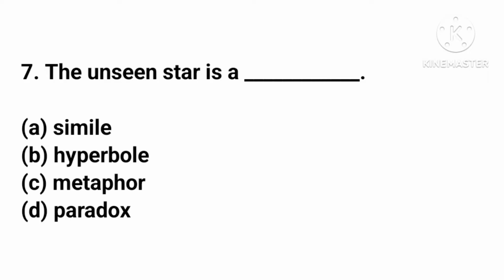The unseen star is a dash. Option A, simile. Option B, hyperbole. Option C, metaphor. Or option D, paradox. Great! The unseen star is a metaphor. It is a metaphor for a guide who helps us to balance our instincts.